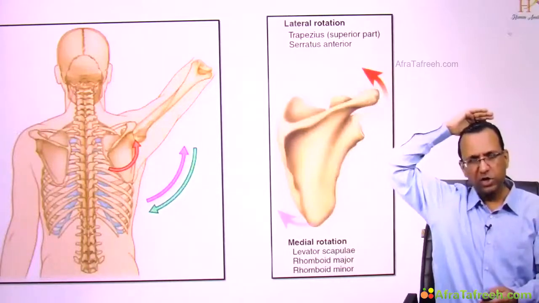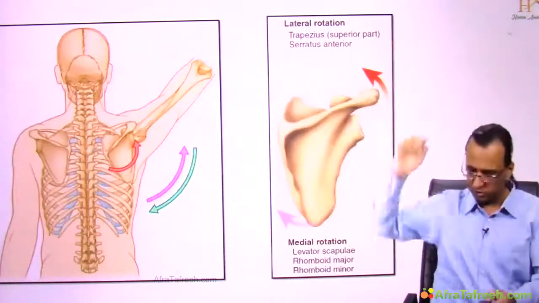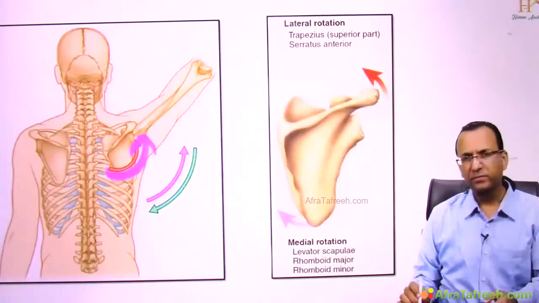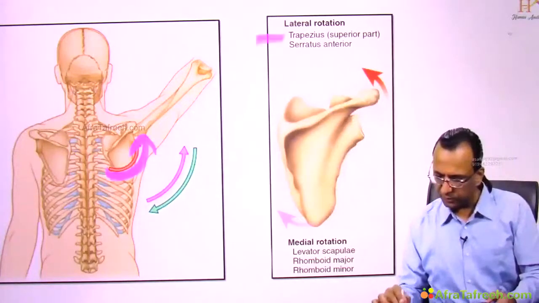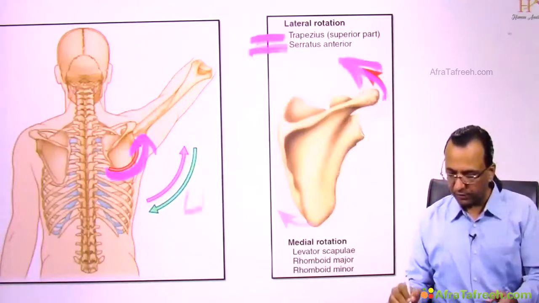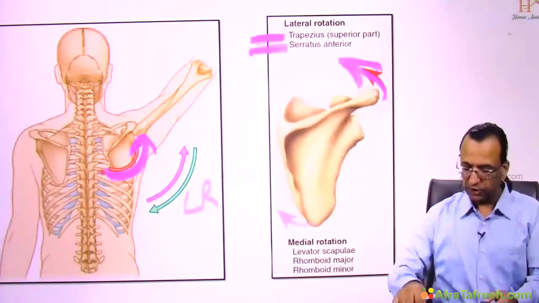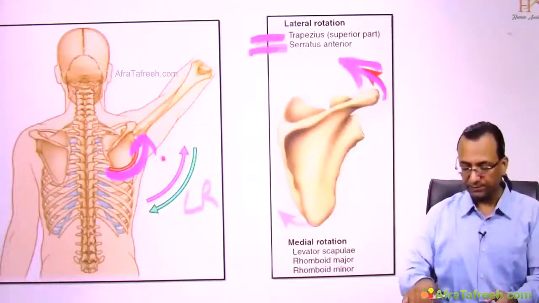And what is happening now? You have to elevate the humerus, which is abduction, but you have to rotate the scapula also. Where? Laterally. So who is rotating the scapula laterally? It is the serratus and trapezius together, the superior part of trapezius and serratus. This is called lateral rotation of scapula, which is done by serratus anterior and trapezius muscle for the shoulder abduction, which is overhead abduction.